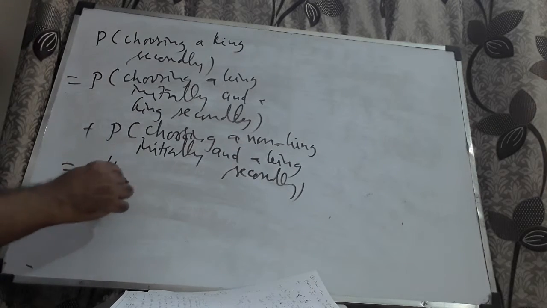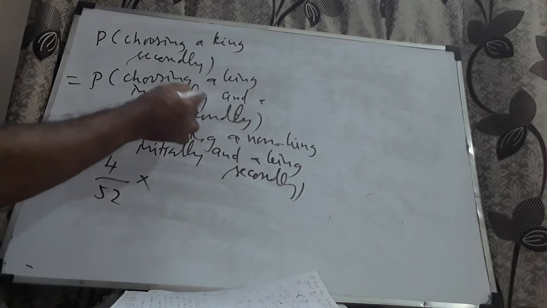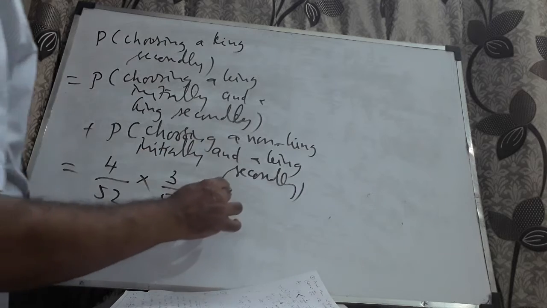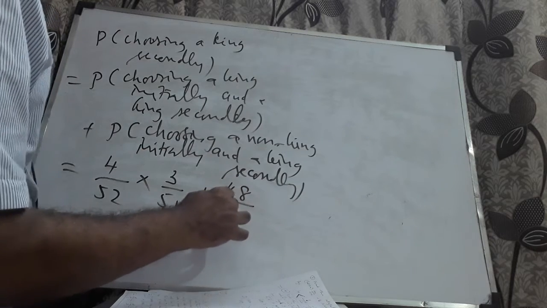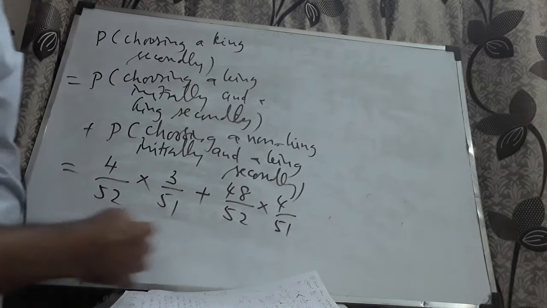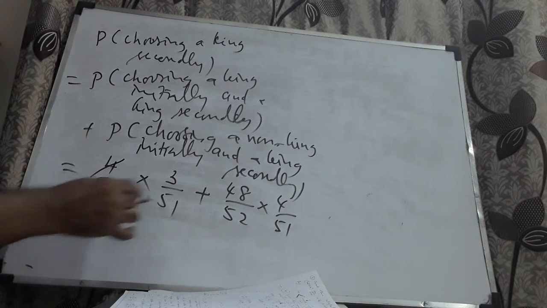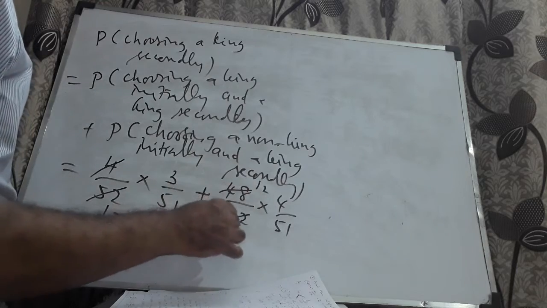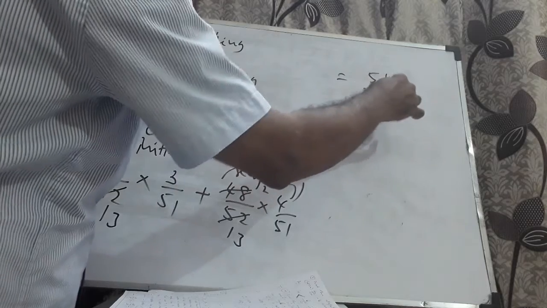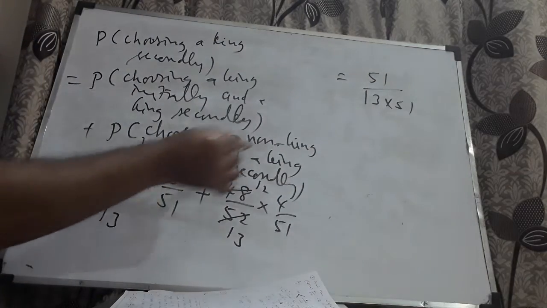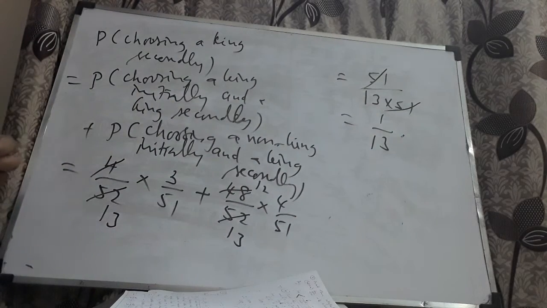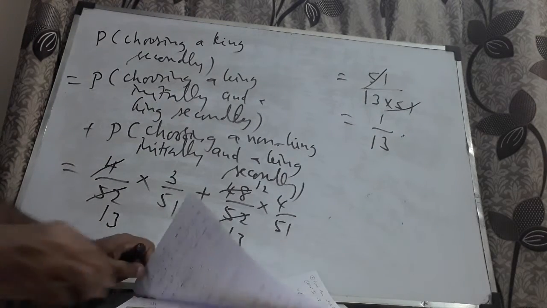Number of kings, here it is 4 by 52. Here number of kings gets reduced, 3 by 51, plus here non-kings, there are 48 non-kings, 48 by 52 into, all the kings are available here, 4 by 51. Therefore, it is reduced to 51 divided by 13 into 51. 48 plus 3, 51. 51 gets cancelled. So my answer happens to be 1 by 13 automatically. Final answer happens to be 1 by 13.